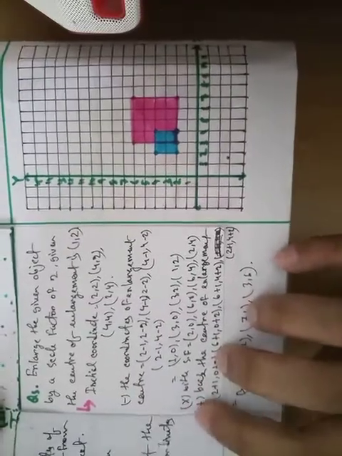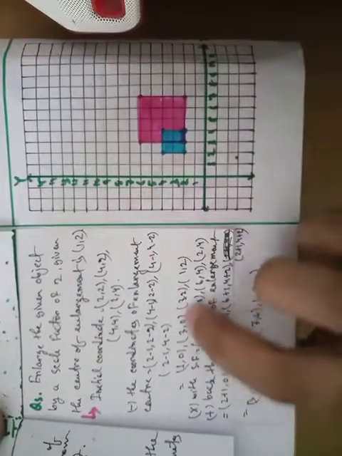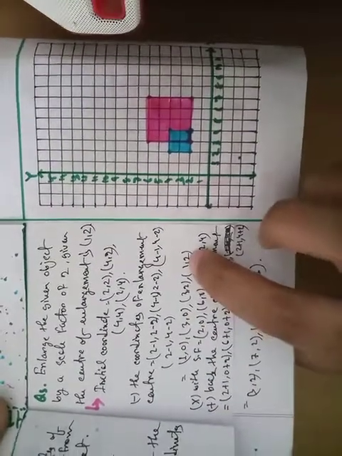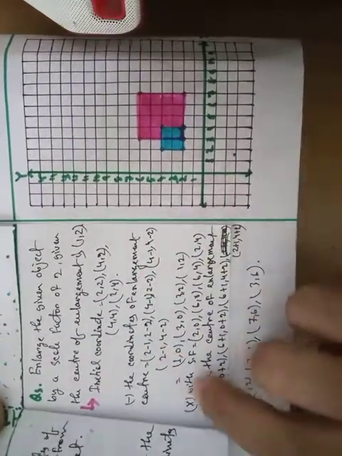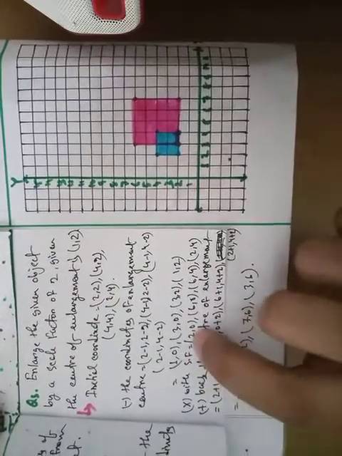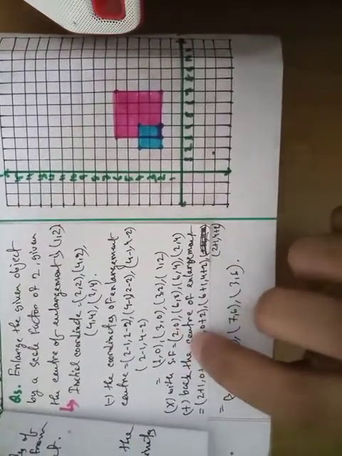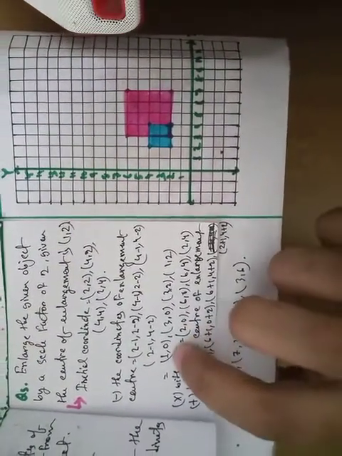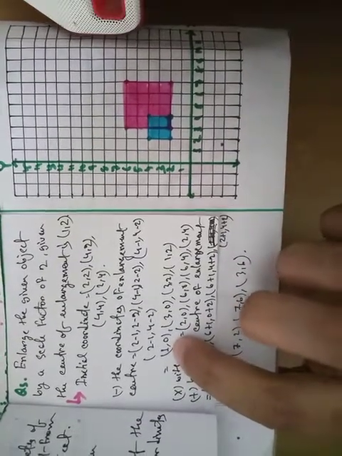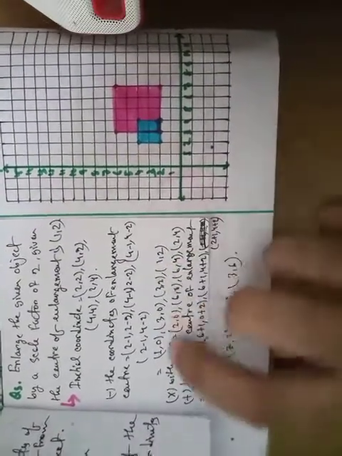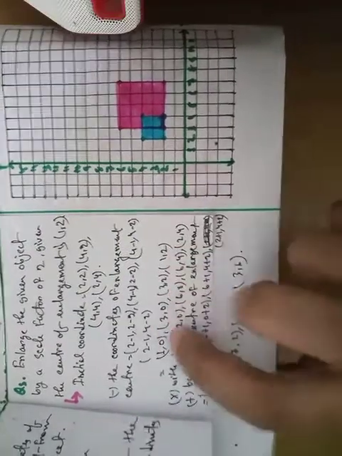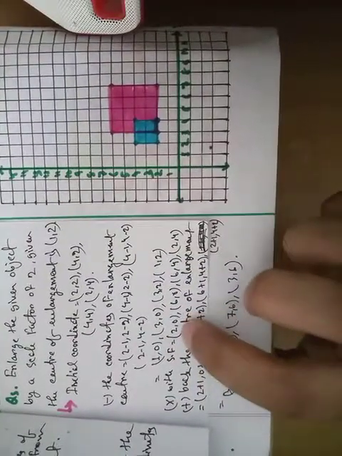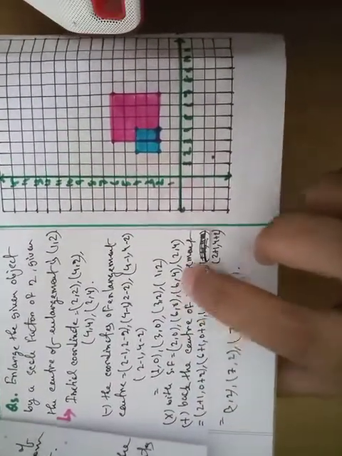Now step number 2 is multiplying with the scale factor. The scale factor was 2. So after you got the coordinates by subtracting the center of enlargement, you multiply them with the scale factor 2. After multiplying with the scale factor 2 the coordinates I got from step 1, these are (2, 0), (6, 0), (6, 4), (2, 4).